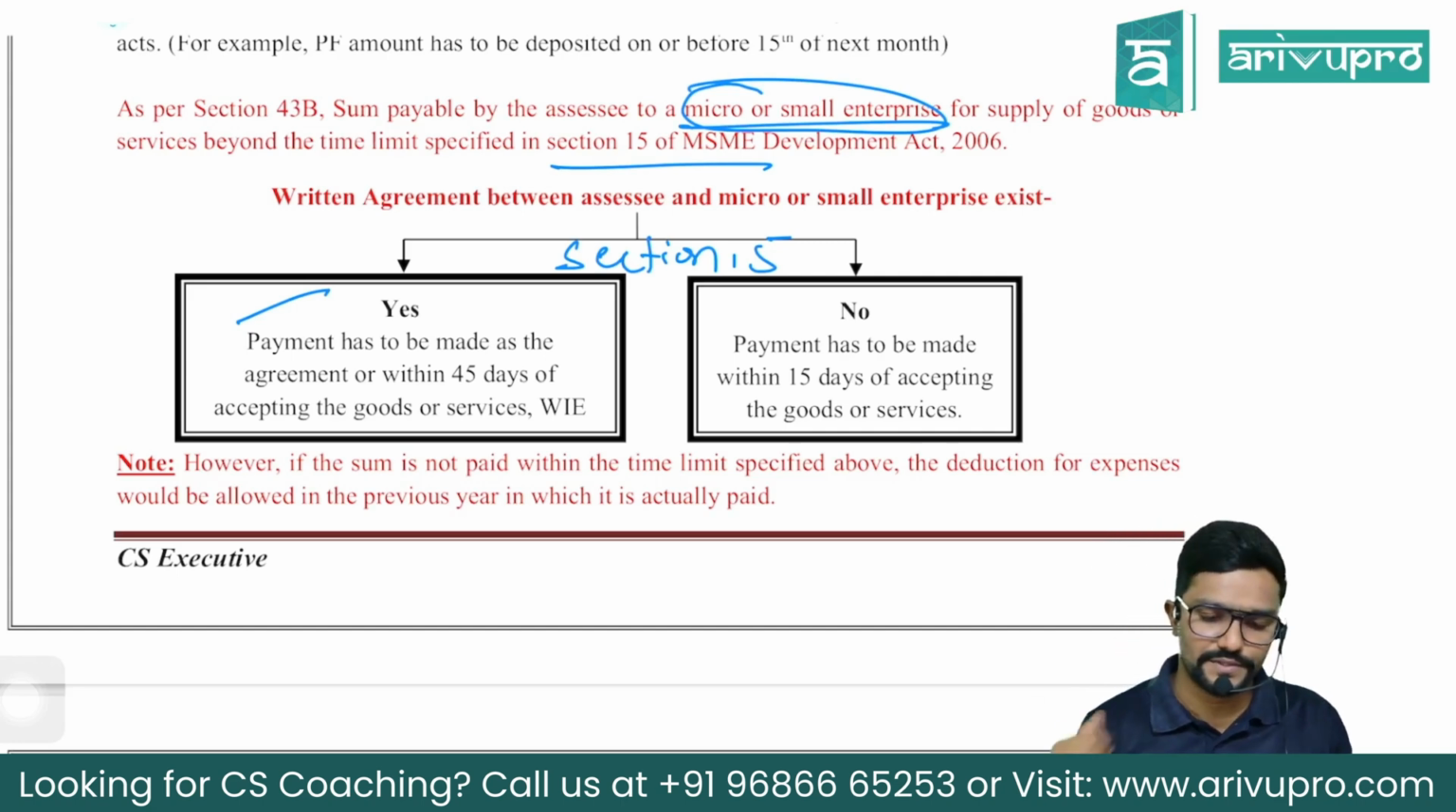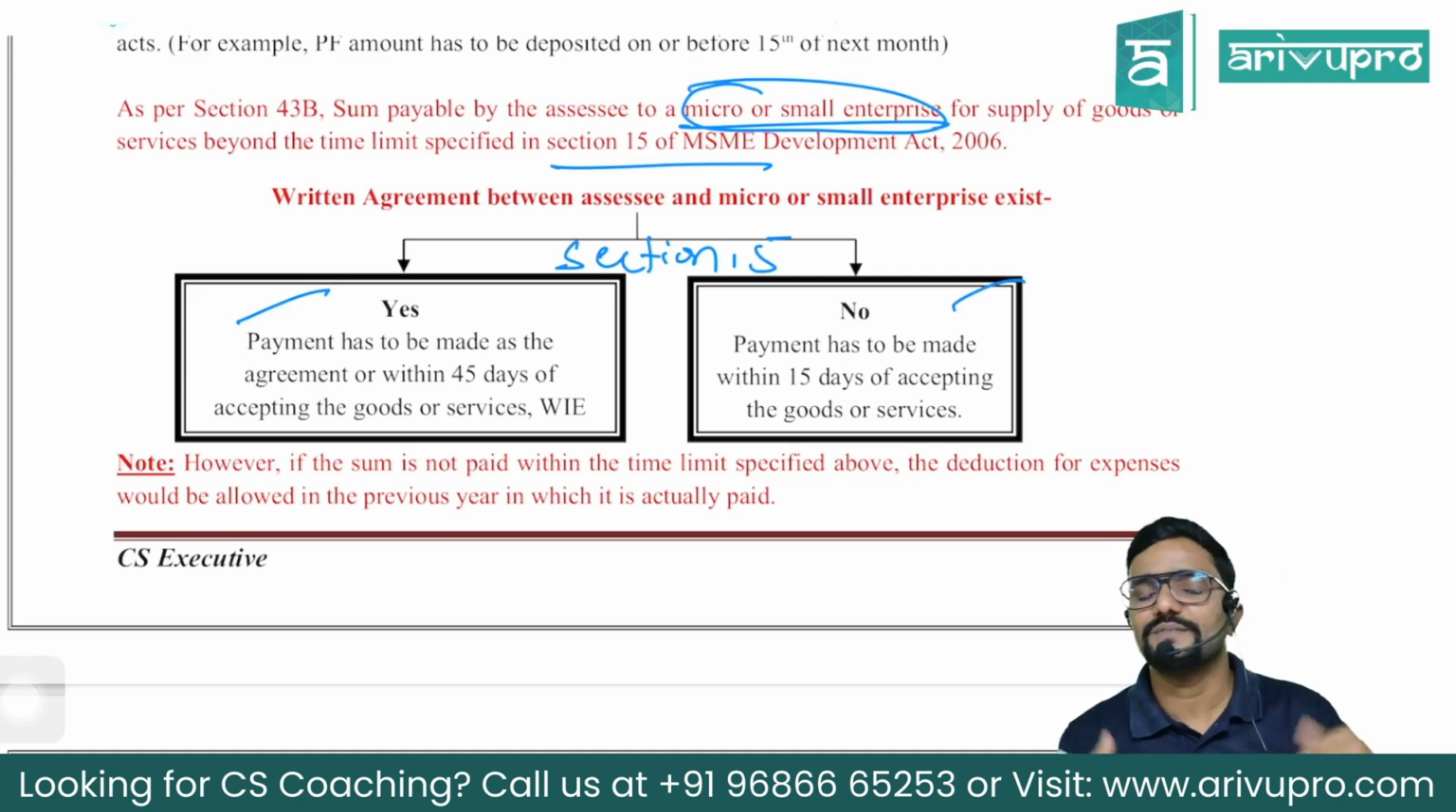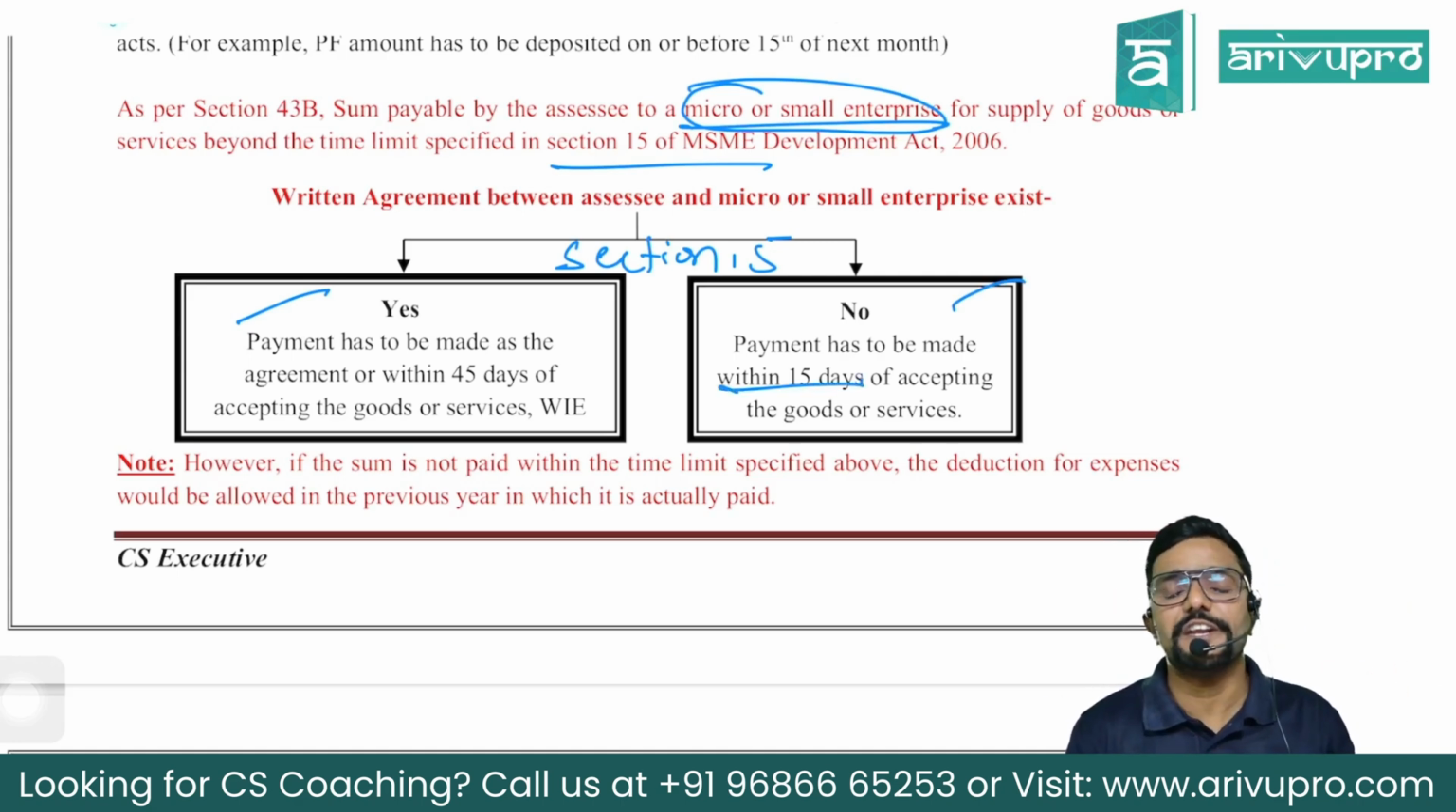Clear? Yes. Next, there is no agreement between you and me. In that case, we are just working on a trust basis. Then payment has to be made within 15 days. Sir, there is no agreement. Yes, there is no agreement. But section 15 says I have to make payment within 15 days of accepting the goods or services, guys.